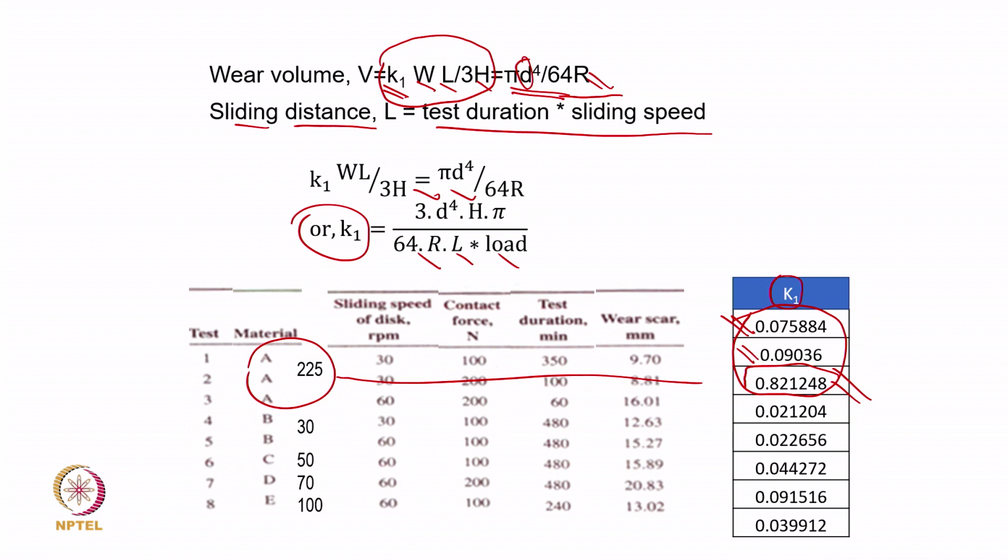Now, what is the best material? The best material is B, which is also giving some sort of consistency, 0.021, 0.022, that is a statistical variation.